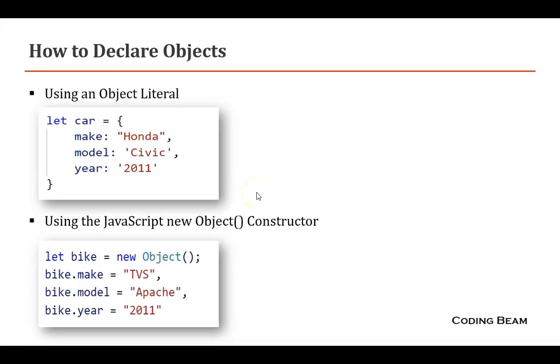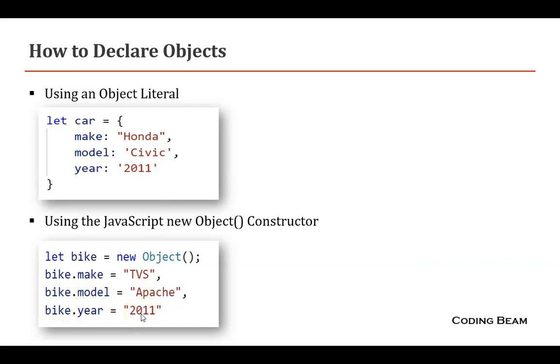And now there is another way, using the JavaScript new object constructor. So now if we see an example, there is a let bike. We are declaring a new variable and we are giving it the value as an object. It's a new object, and now we are declaring the properties like bike.make, bike.model and bike.year.